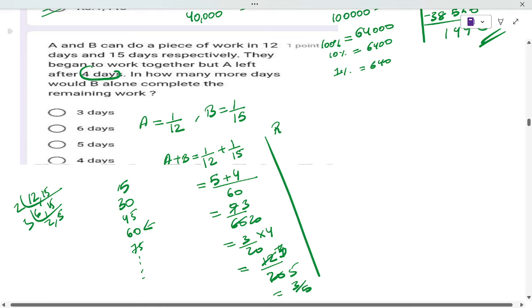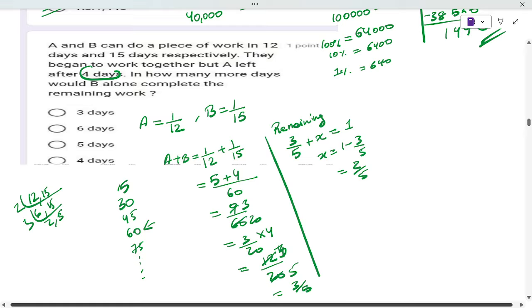So 3 by 5 of the work is done. Remaining work will be what? Remaining work will be 3 by 5 plus X, equal to 1 whole work. That means X is equal to 1 minus 3 by 5. Taking the LCM, you will get 2 by 5. Alright, in simple terms, 3 by 5: below is 5 and above is 3. If the upper is 5, how much do we need? 2. So it is 2. And below it is 5. That's why we're writing 5.